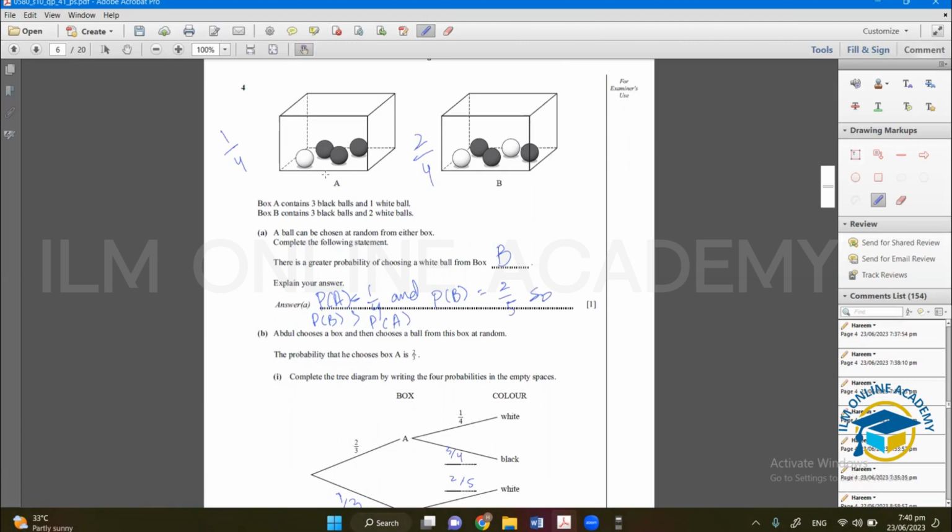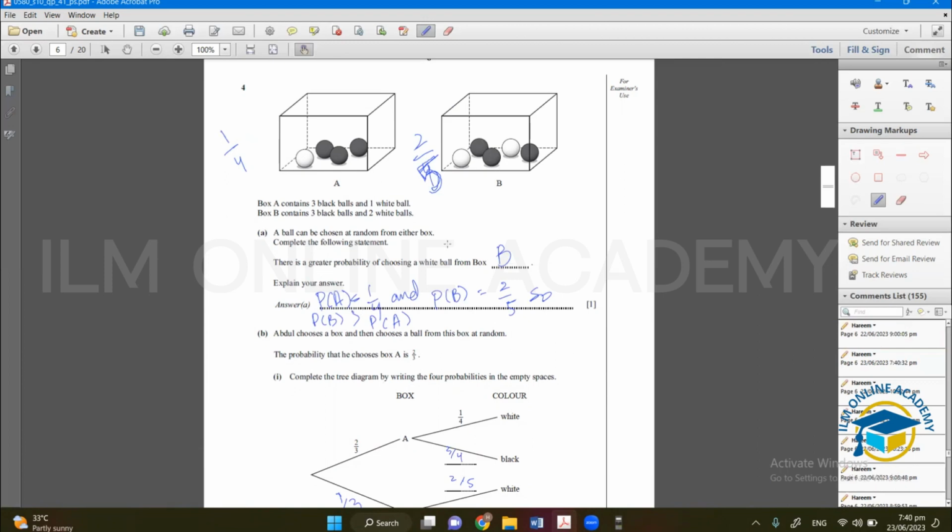So first consider these. Now you know how to find the probability. We find the chances: the probability is 1 ball out of 4, so the probability is 1 over 4, and there are 2 balls out of 5. It's 5, so it's not 4, it's basically 5. So the probability of getting a white ball from A is 1 over 4, and the probability of getting a white ball from B is 2 over 5.